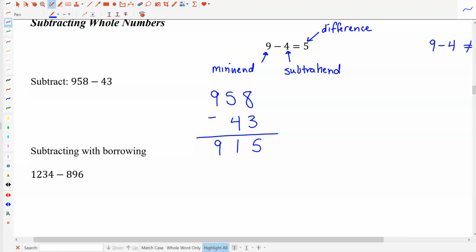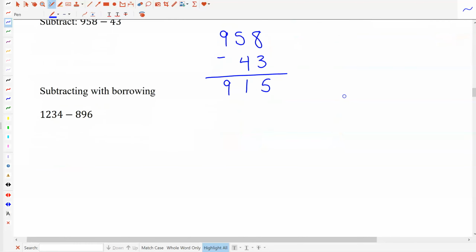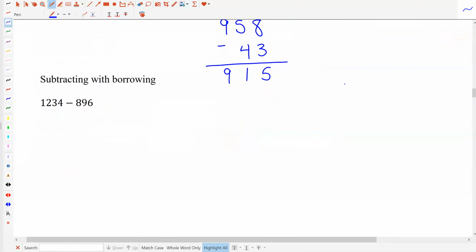Now, sometimes when we do a subtraction problem, when we do that kind of takeaway action, we don't have enough in a position to do our takeaway. So then we do an action called borrowing. As our example, I've got 1,234 minus 896. Again, I'm going to stack the two numbers, one on top of the other. So 1,234 minus 896.